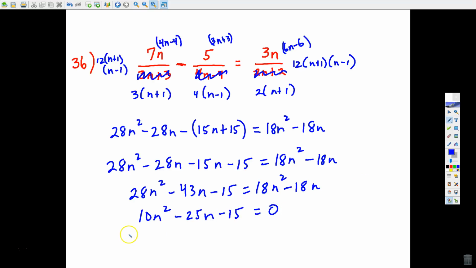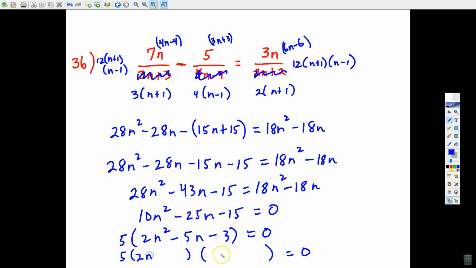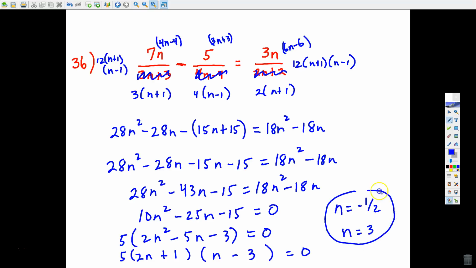Okay, and I can factor out 5. And I can factor this as 2 linear binomials, 2n, n. This will be minus 3 and plus 1. And so I get my answers. My solutions will be negative 1/2 and positive 3. All right, looks like that's good.